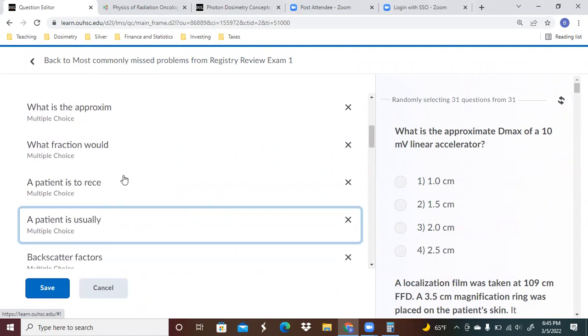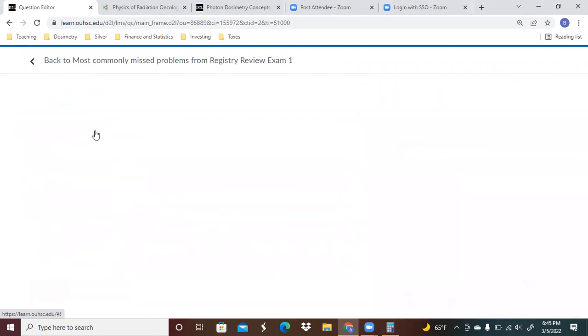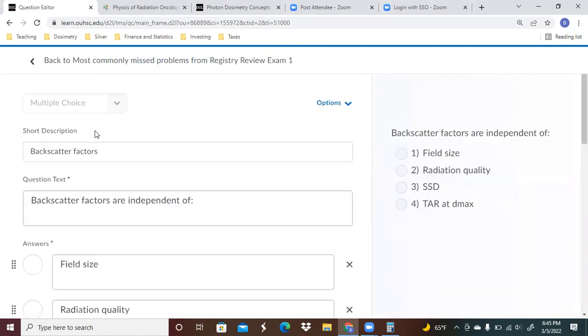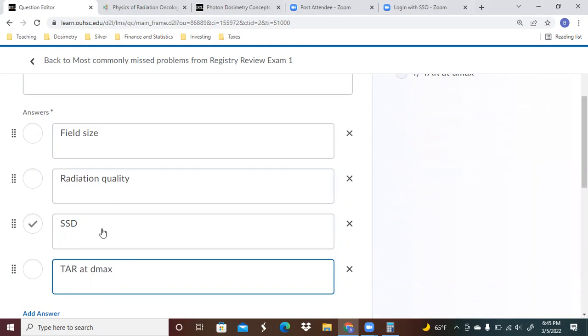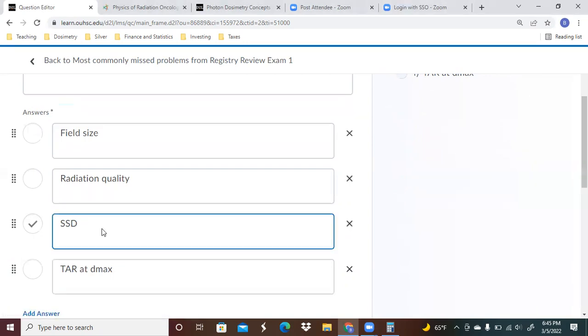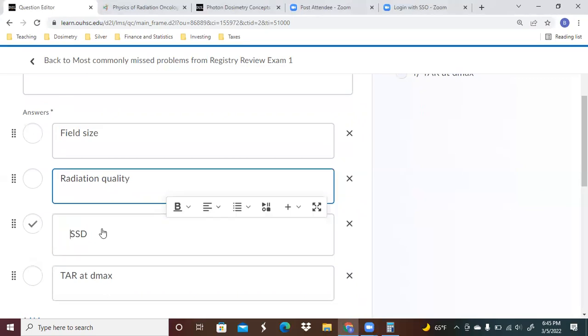Okay, so 1, 2, 3, 4, 5, 6. Backscatter factors. Backscatter factors are independent of SSD. That's why we have them. This was a step getting us towards the tissue air ratio, eventually the tissue maximum ratio. It is in fact dependent on the field size. It is dependent on the type of beam you're using, and it is dependent on the TAR. One thing it was designed to do is to get rid of the SSD requirement.